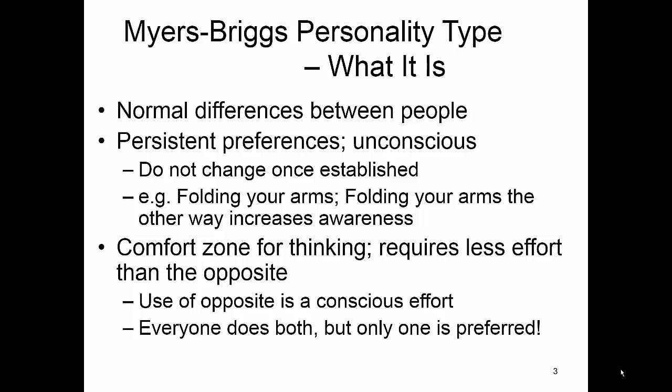Folding your arms your normal way represents your type. It is your comfort zone because it doesn't require thinking and takes very little effort. On the other hand, folding your arms the opposite way represents the opposite to your preference, and it requires that you take your attention away from everything else to make sure you're doing it right. Your awareness of your effort increases. So, folding your arms the opposite way represents your type opposite.